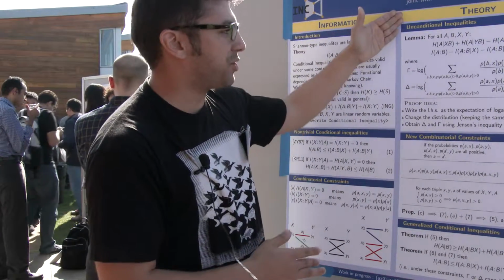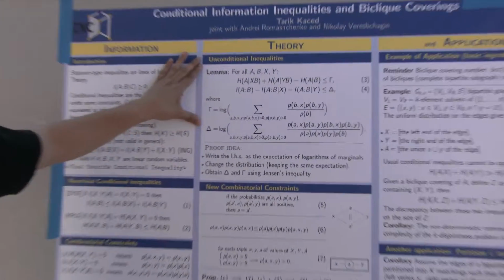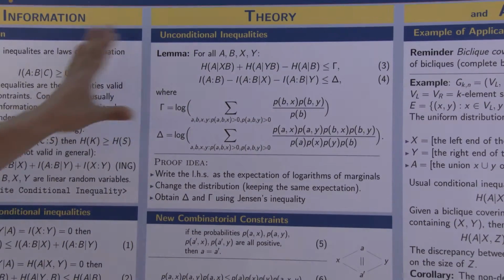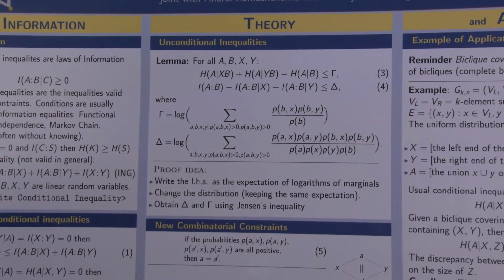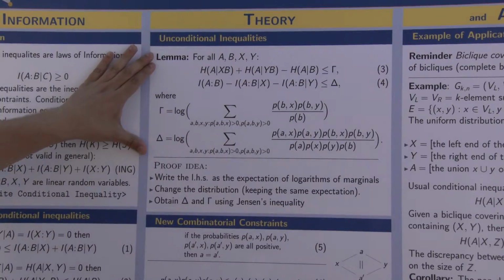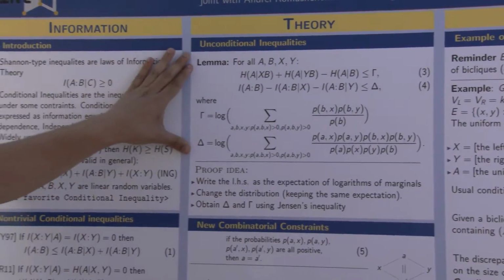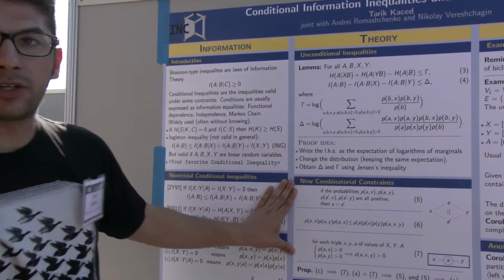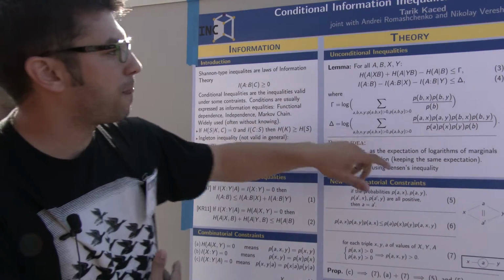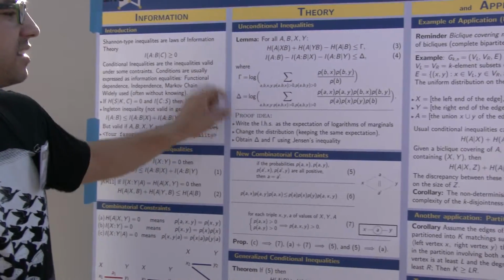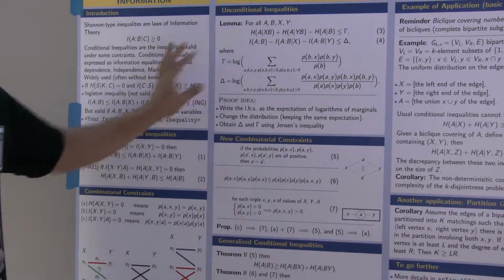Now for the theory, we prove some unconditional inequalities that in turn would imply some more generalized conditional inequalities later. First, what I want to say is that these inequalities are actually laws of information, but they are non-linear in some sense. Then when we add some new combinatorial constraints that are also constraints for graphs, we can show that in this lemma, some terms equal zero. These terms that are not really pleasant to the eye actually become zero.